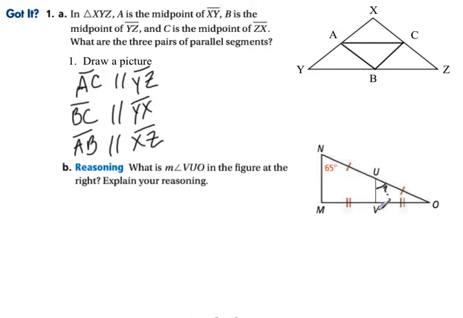So since we know it's a midsegment, we know that it's parallel to MN. So MN and UV are parallel. So the relationship here, if we have two parallel lines, the angle VUO and angle MNO, the 65-degree angle, are corresponding angles because of the parallel lines. So we know that it would be 65 degrees because they are corresponding angles.